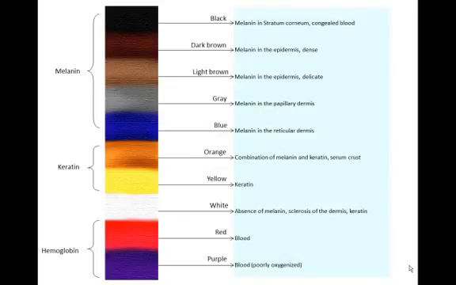You know, in dermatoscopy we have different colors that come into being because of melanin, like black, brown, gray, and blue. Depends on where the melanin is located. Then colors that come into being because of keratin, yellow, orange, which is a mix of keratin and melanin, and white, which may be keratin but also indicates the absence of any pigment like melanin and is, for example, present when there is sclerosis in the dermis. And finally, we have hemoglobin, which can be red or purple.